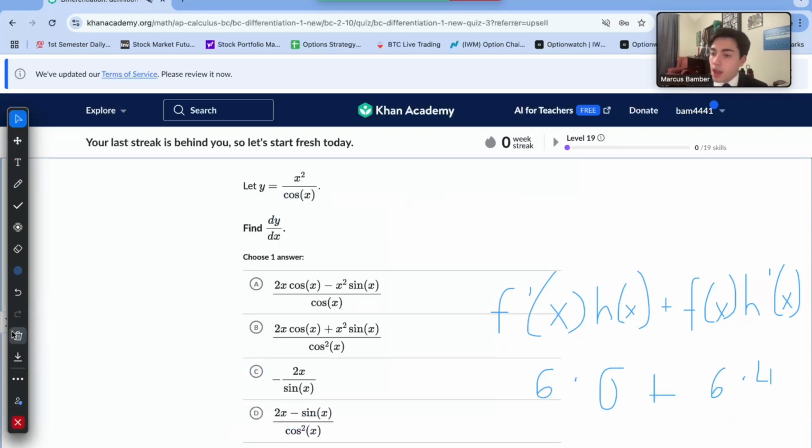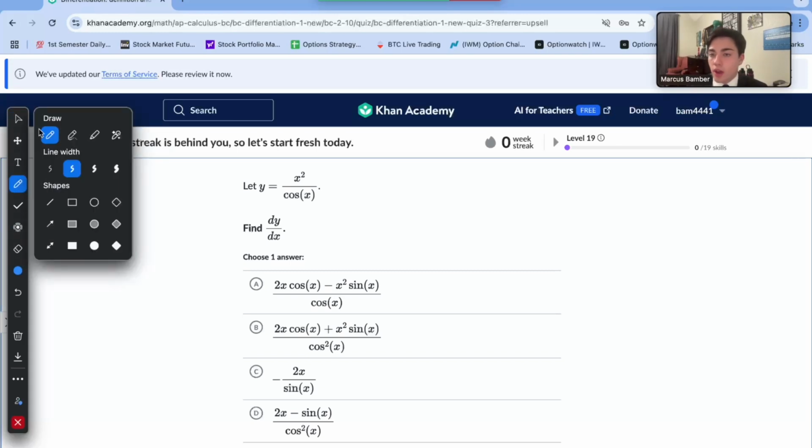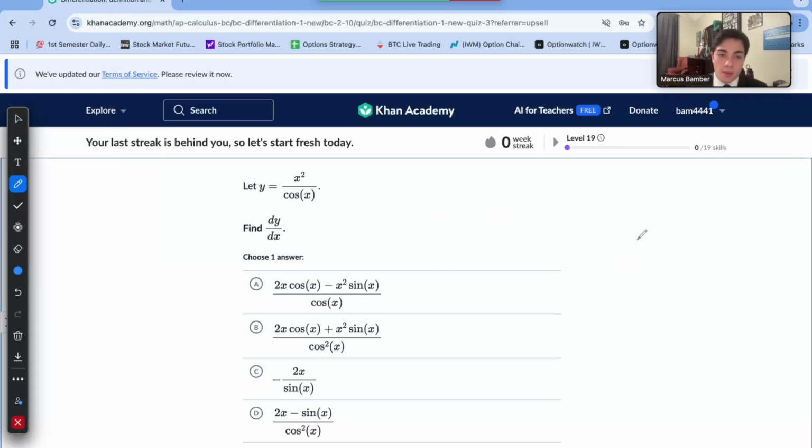Okay, on to this next one. You can probably recognize this by now, but we have a quotient rule here. Notice we might as well just do our denominator. It's cosine squared of x. And then we can start using the rest of our quotient rule.